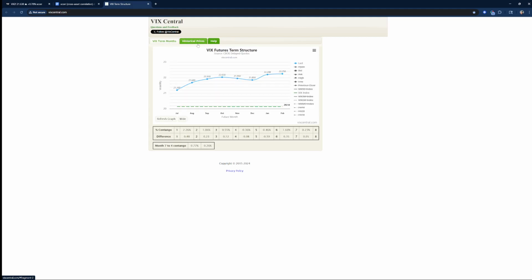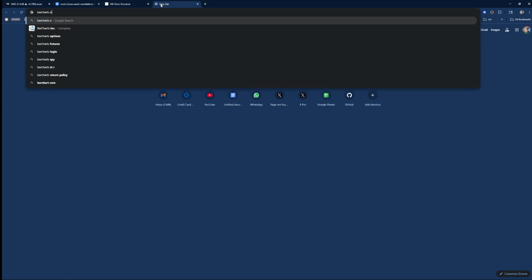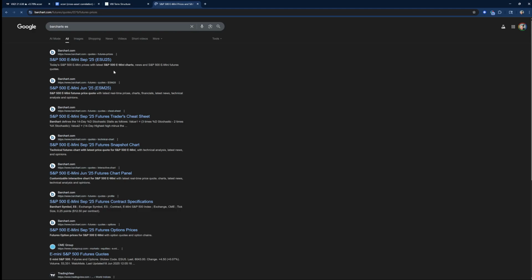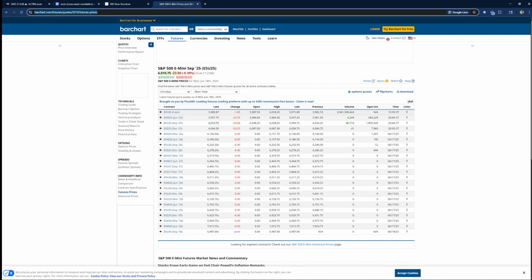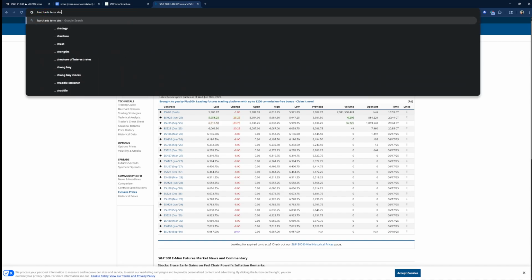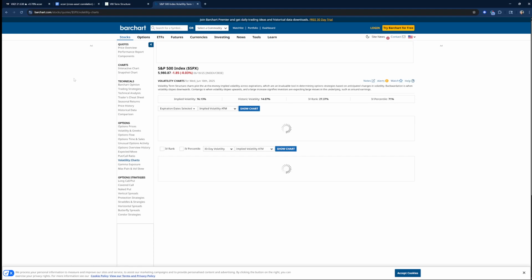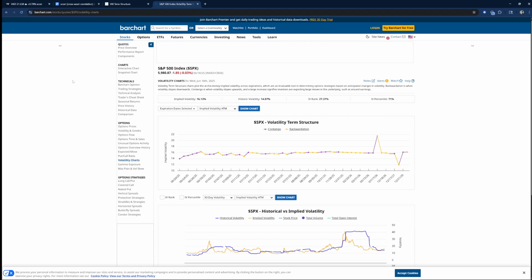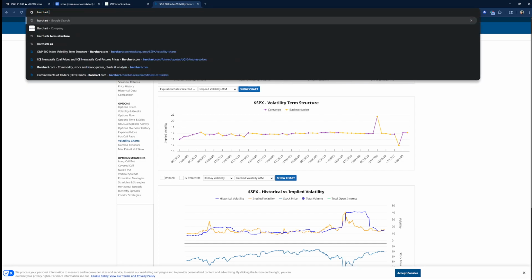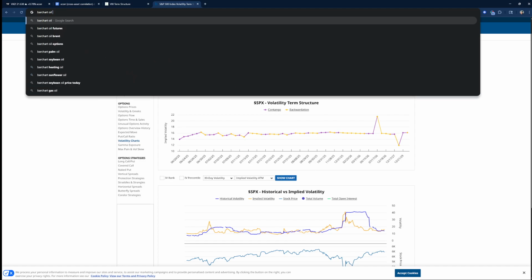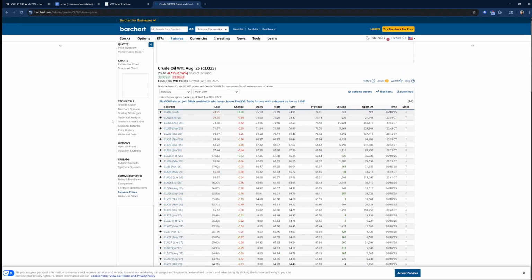Usually in normal futures, hang on, let's go to bar charts. We're going to go totally basic here. Bar charts term structure. Can we do that? Bar chart oil futures. Okay, so yeah.